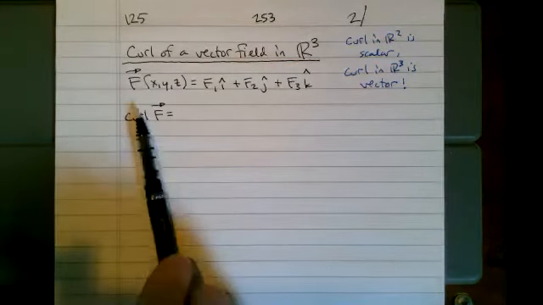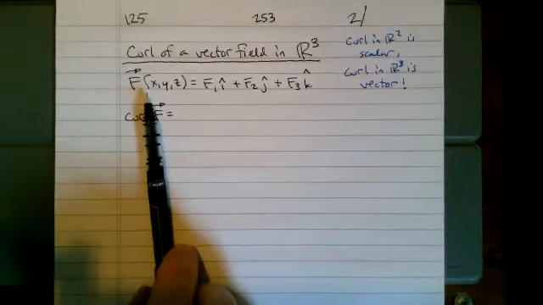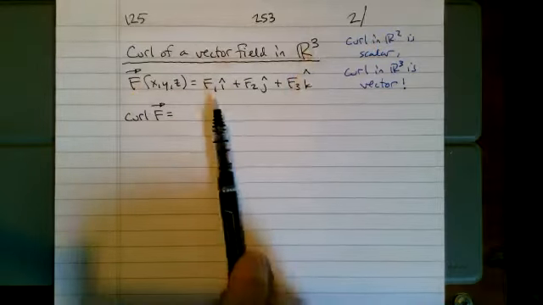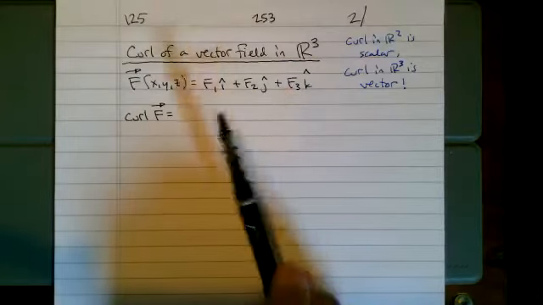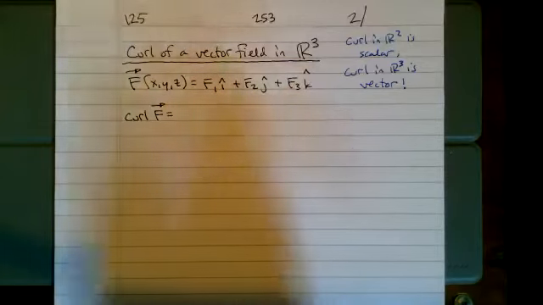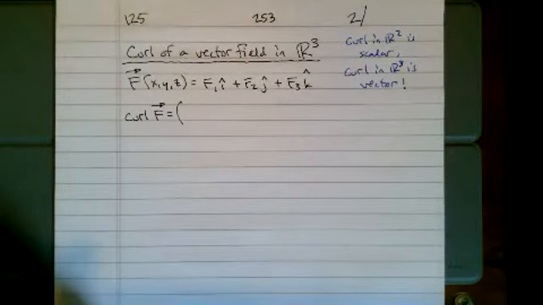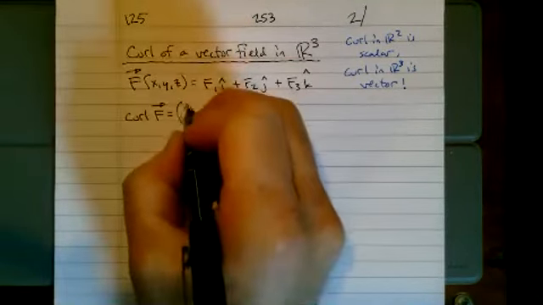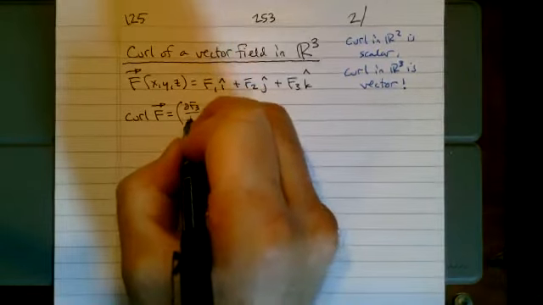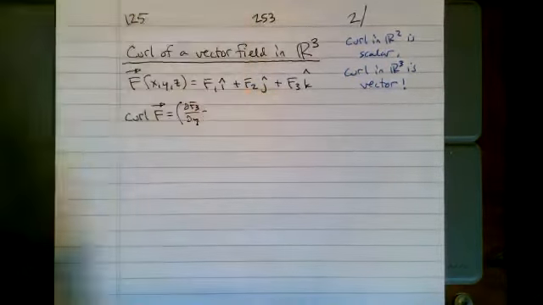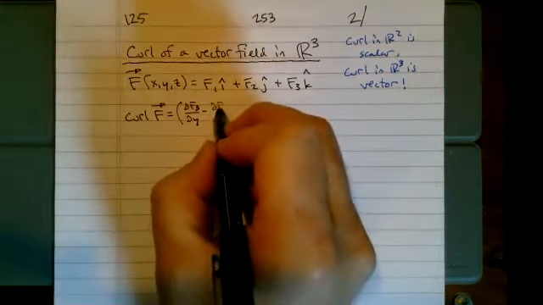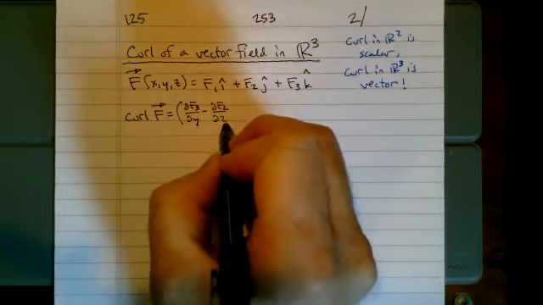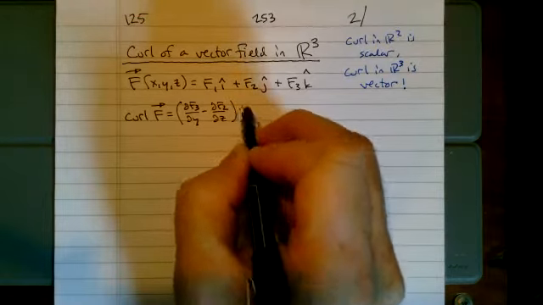So I start with my vector field F, and it's going to have three components because we are now in R3: an I, a J, and a K. So a curl of F is going to be a vector. Here's the I component. It's going to be the partial of F3 with respect to Y minus the partial of F2 with respect to Z. That's the I component.